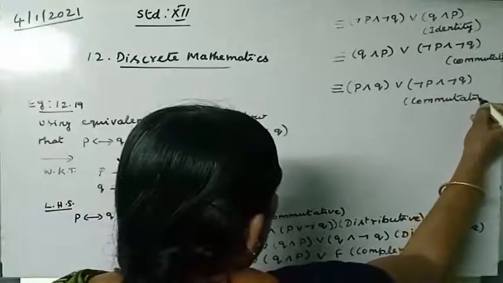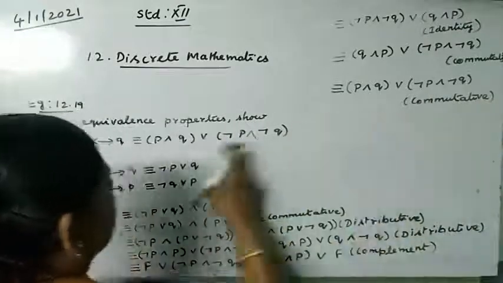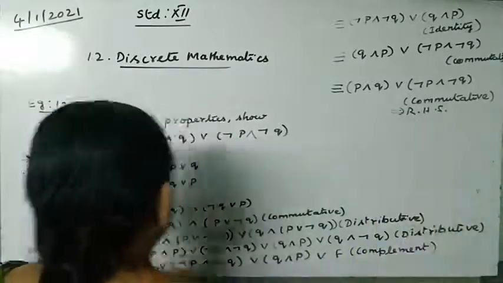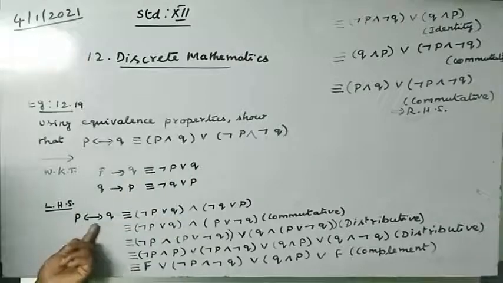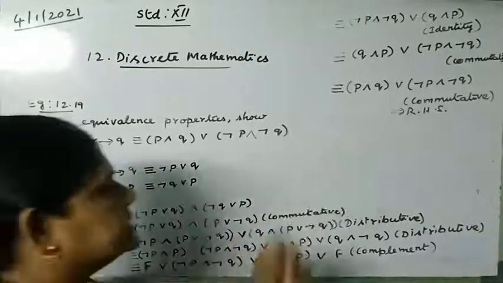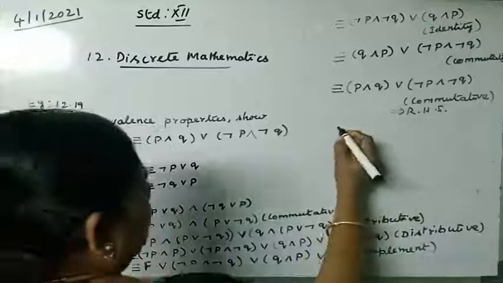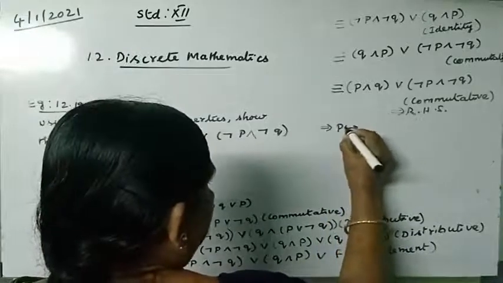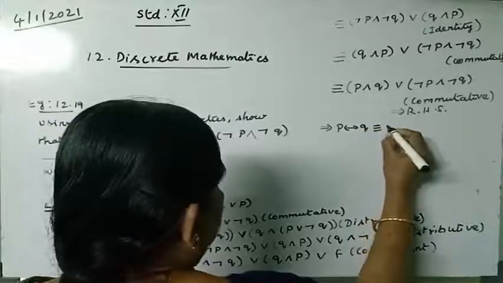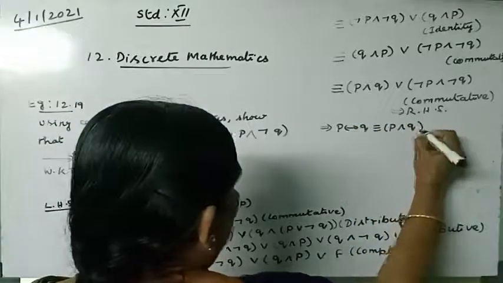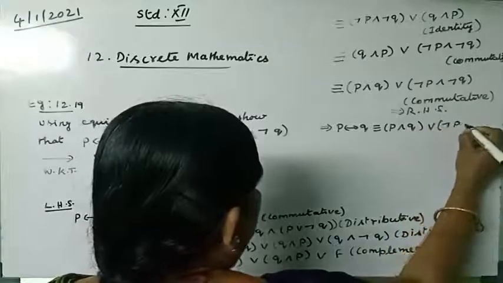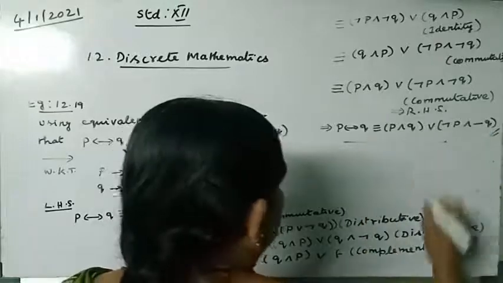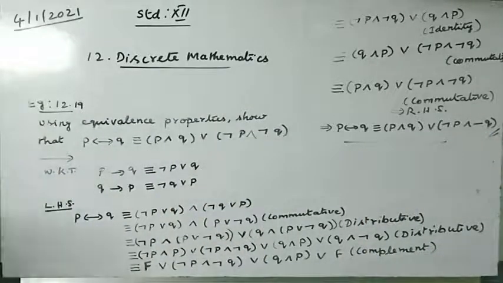என்ன law யூஸ் பண்றோங்கிறத bracket ல எழுதிட்டே வாங்க. So we have got right hand side. So right hand side answer வந்துருச்சு. என்ன எடுத்தோம்? left hand side P if and only if Q எடுத்தோம். So right hand side answer கிடைச்சிருச்சு. So therefore P if and only if Q is equivalent to P and Q or negation of P and negation of Q. Hence proved. Now exercise.